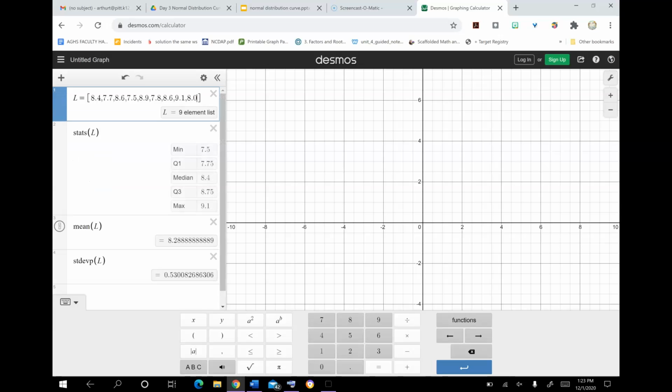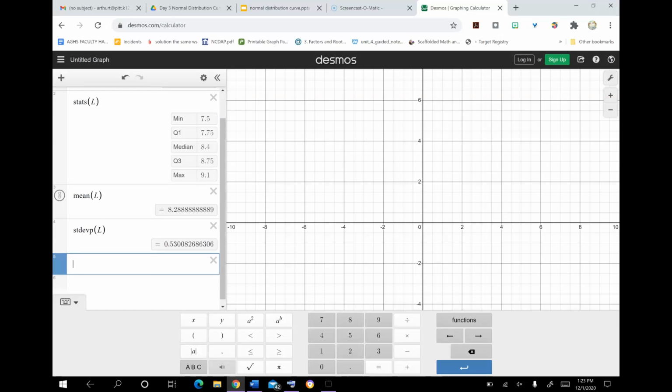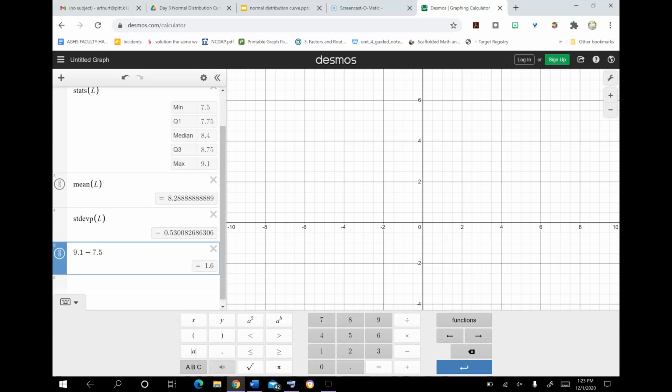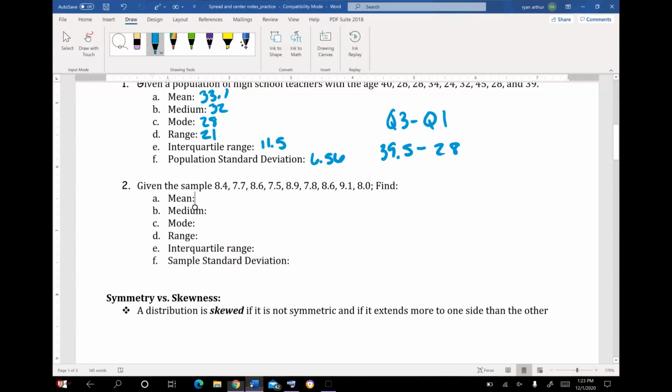Okay? So I really don't have to change. I mean, I already have it typed in, so why not just change your list? Because that's the only thing that's changing. So I need my range. My range is going to be your max minus your min. So I'm going to say 9.1 minus 7.5. So my range is 1.6.